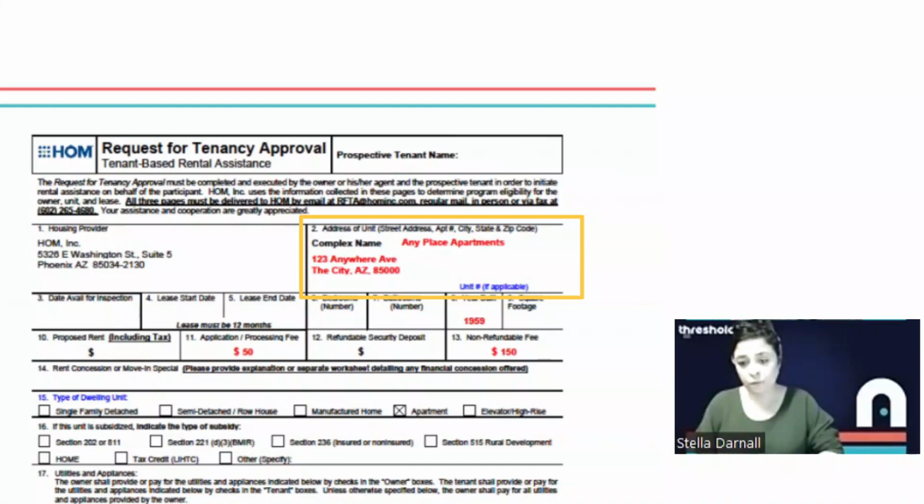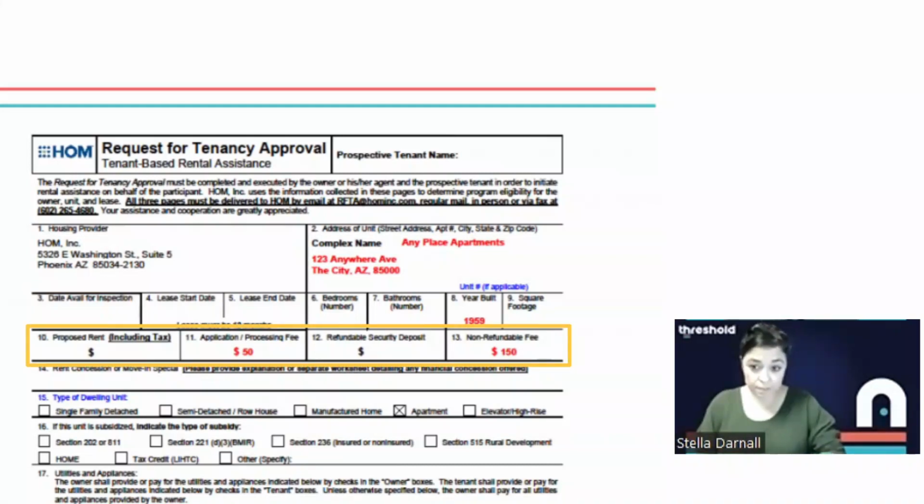From lines 4 to 9, this is all the information regarding the unit itself, which is the lease end and start date, number of bedrooms, bathrooms, and square footage. Line 3 is the date that the unit is available for inspection. This does not necessarily mean the inspection will happen this day. That's basically you as a landlord informing us that, as of this date, the unit is prepared and ready for inspectors to come in.